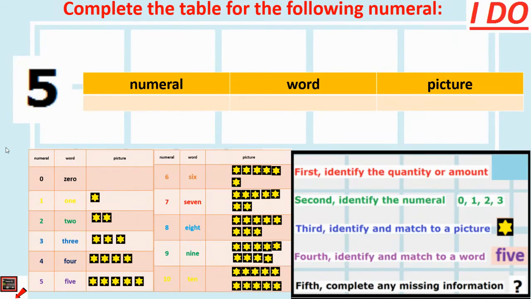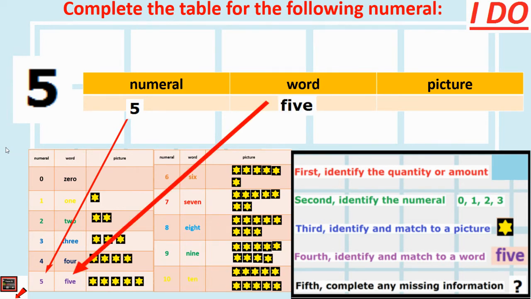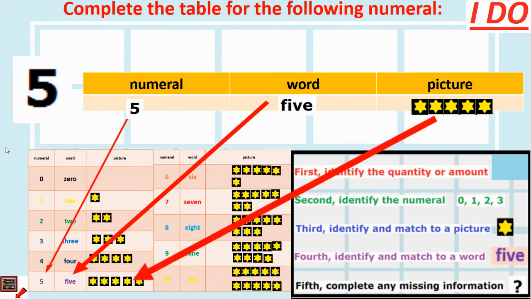So if I'm going to identify and generate the quantity 5, well, there's my numeral 5. I can match it to the table. The word to it is right next to it, 5 in purple. And then I can draw a picture of it. I can put 5 stars, or draw 5 happy faces, or 5 dots. Anything I want. That's all we're going to be doing.